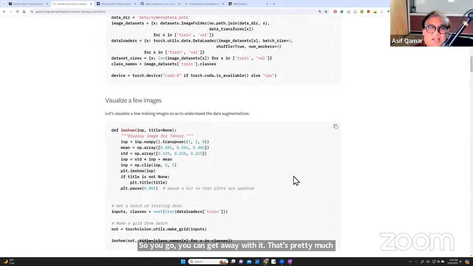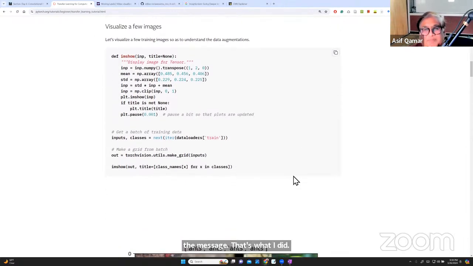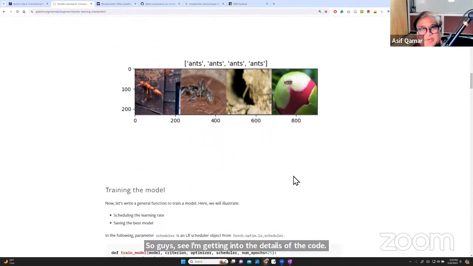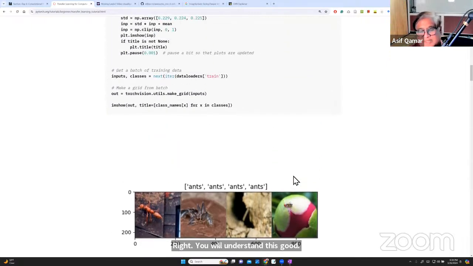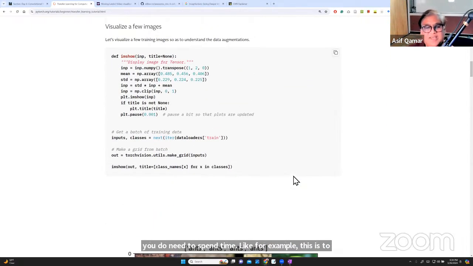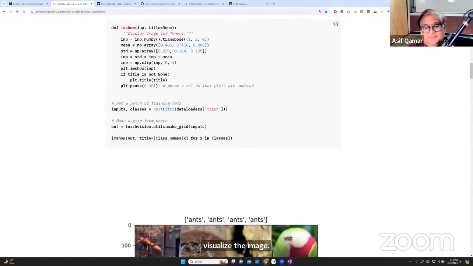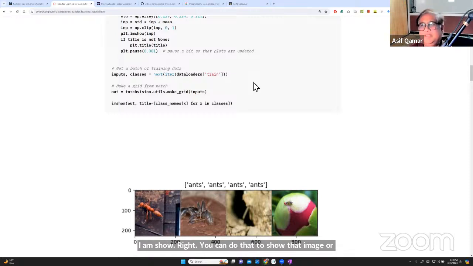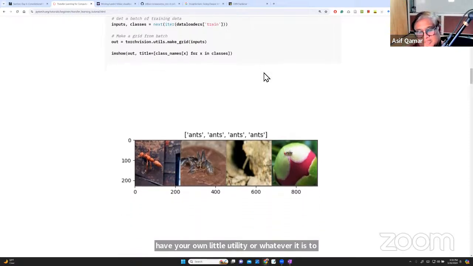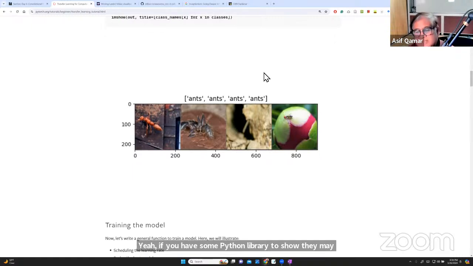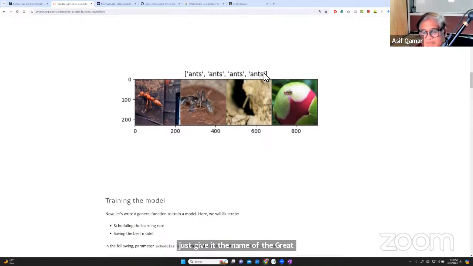That's all it is. So guys, see, I'm getting into the details of the code, right? You will understand this code. There's nothing hard about the code, but you do need to spend time on it. Like for example, this is to visualize the image. I am show, right? You can do that to show the image, or you can have your own little utility to render the image. If you have some Python library to show the image, just give it the name of the image and it will do it. Right. So you can see that these images in this particular code are very basic images.